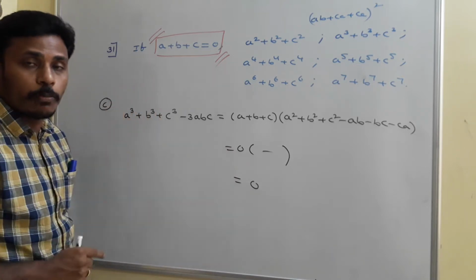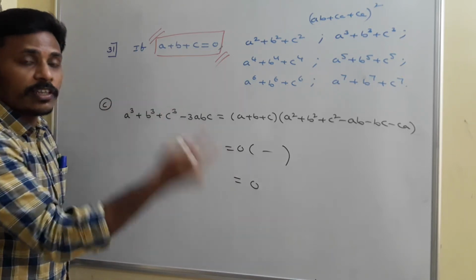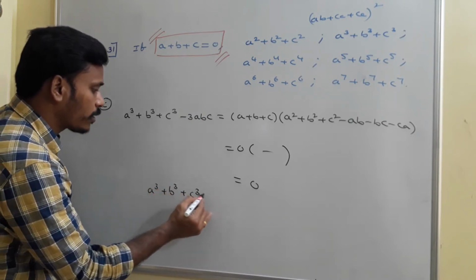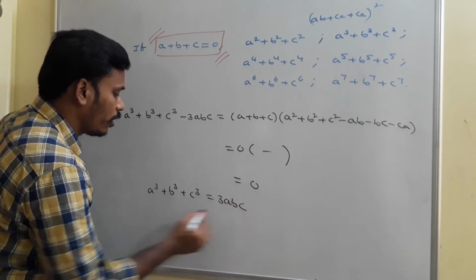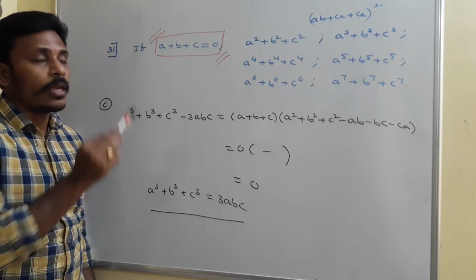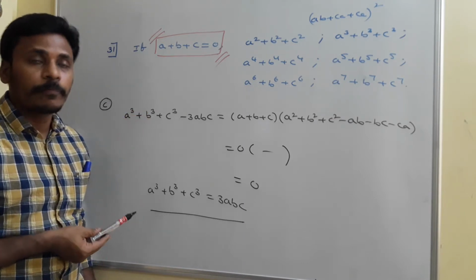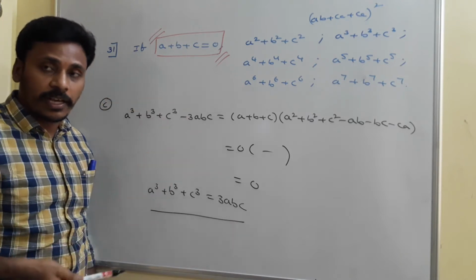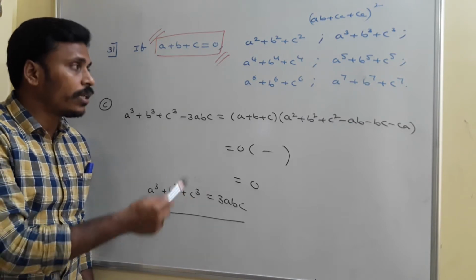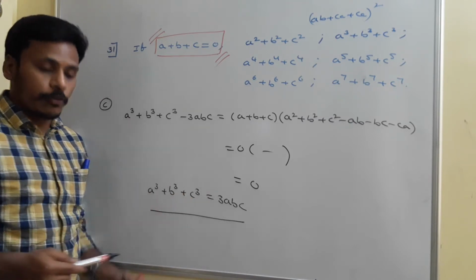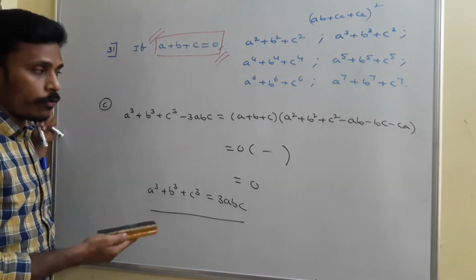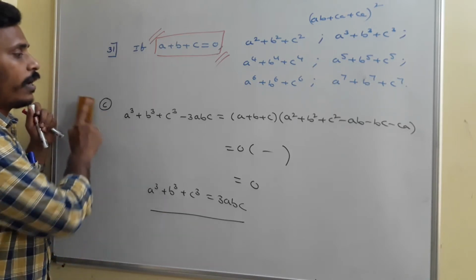I need to find a cube plus b cube plus c cube, so you just send this 3abc to that side, then it becomes a cube plus b cube plus c cube is equal to 3abc. You need to identify: if a plus b plus c is equal to 0, a square plus b square plus c square is one thing, and then ab plus bc plus ca whole square is the second one, and the third, a cube plus b cube plus c cube is equal to 3abc. And the next, fourth point, we need to find out a power 4 plus b power 4 plus c power 4. I am erasing this and then I will go for the next one.